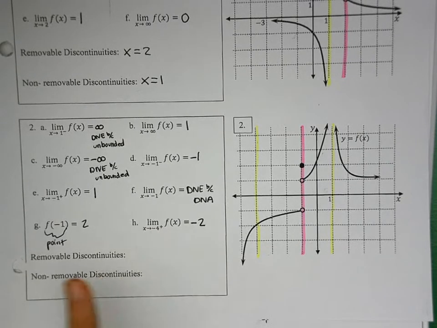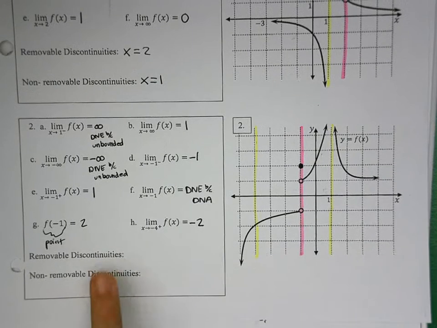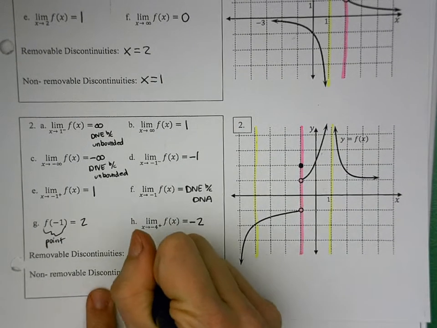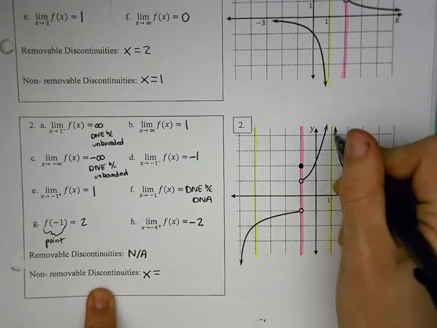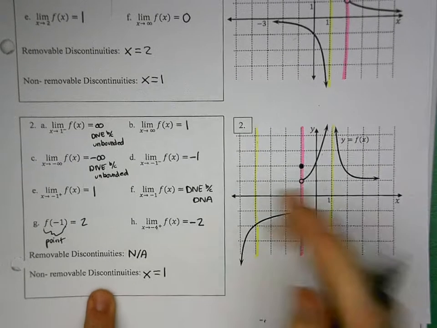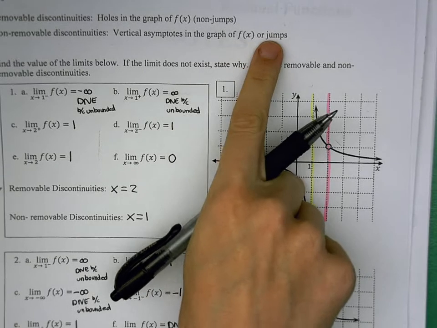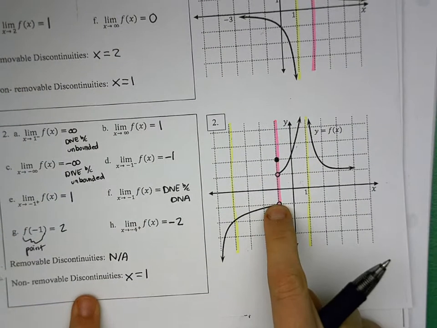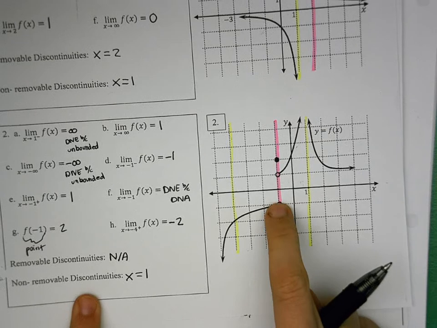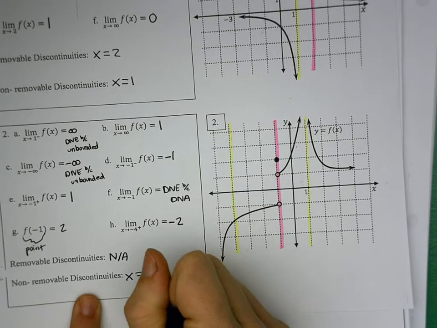Okay, removable discontinuities are my holes. I have no holes on this function, but I do have a vertical asymptote. A vertical asymptote here at 1. And I have a jump discontinuity. A jump is a non-removable discontinuity. The jump discontinuity is right here. We go from down here to up here, jump at x equals -1.